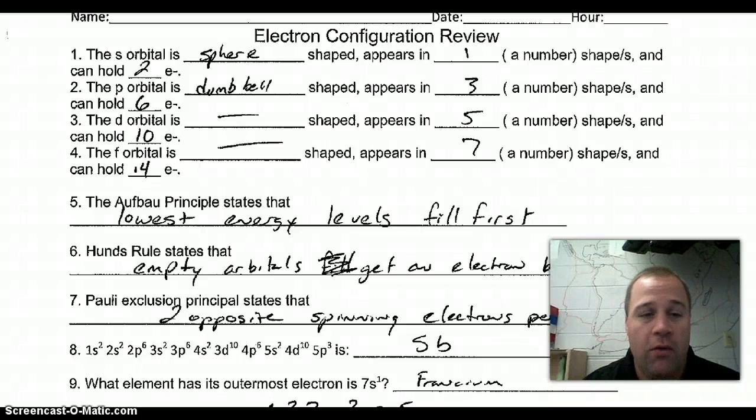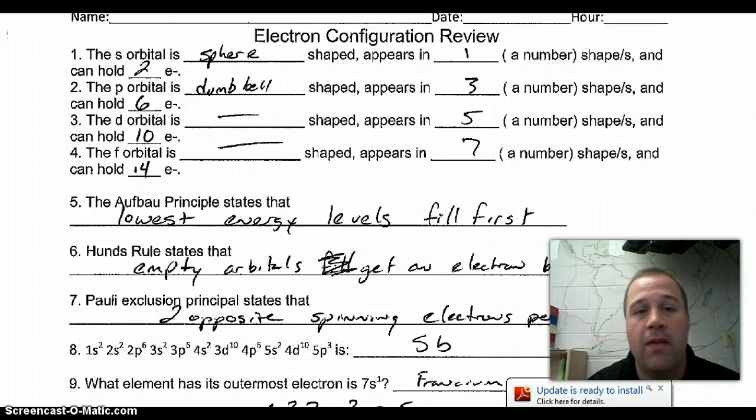For the electron configuration review, we're just going to run through all the answers on here. As far as shapes go, you need to know that an s orbital is a sphere and a p orbital is dumbbells. I'm not really going to ask too much about that on the test, but it does come up in the future a little bit.